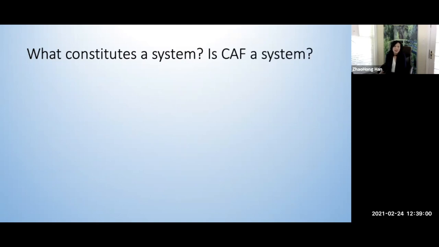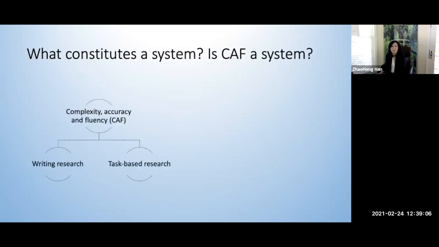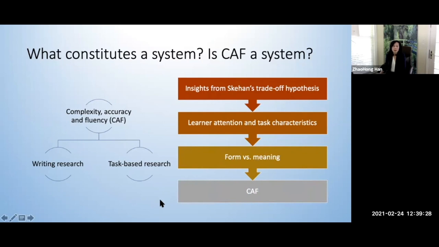Let's delve into this CAF thing a little further. Is CAF a system? So CAF, most of you know, refers to complexity, accuracy, and fluency. These are performance indicators. And CAF has been used a lot in L2 writing research and also in L2 task-based research. In L2 task-based research, there are a few insights that are worth exploring, thinking about investigating systems.